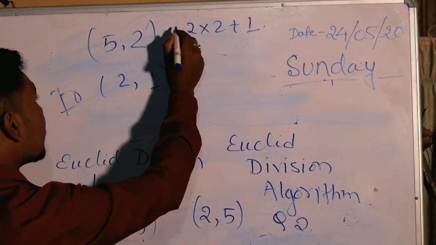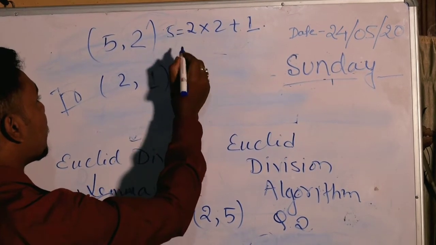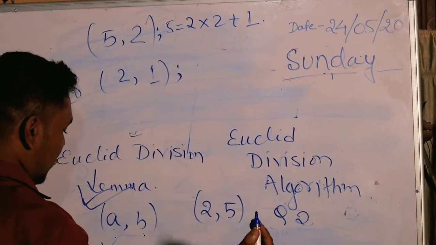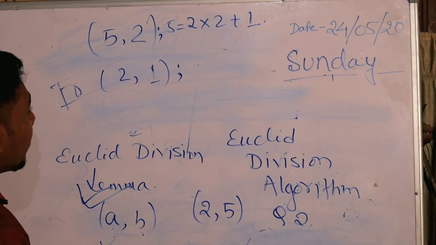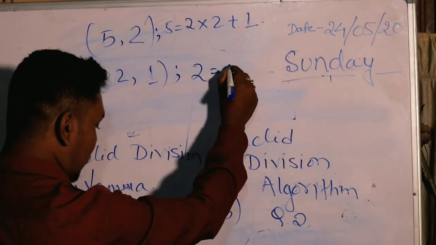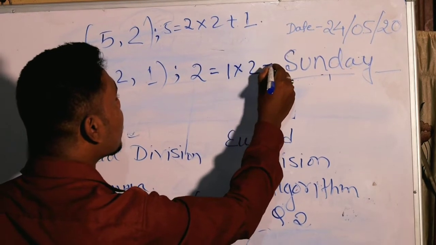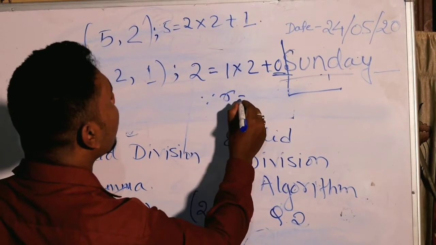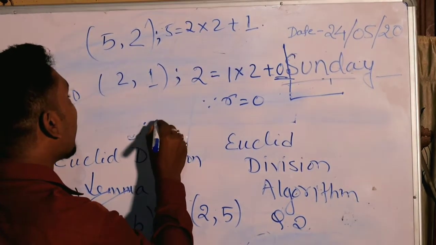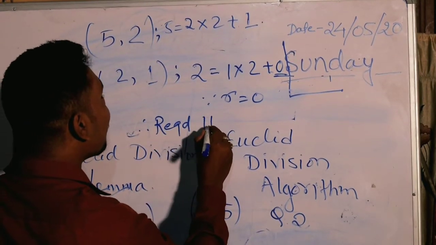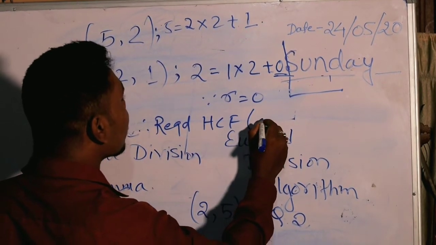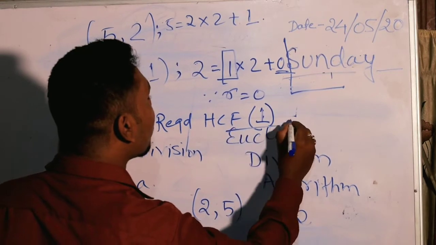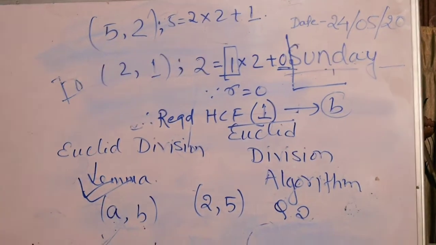So we can write 2 is equal to 1 into 2 plus 0. So the remainder becomes 0, since R is equal to 0. Therefore the required HCF we get is 1, the value of B.